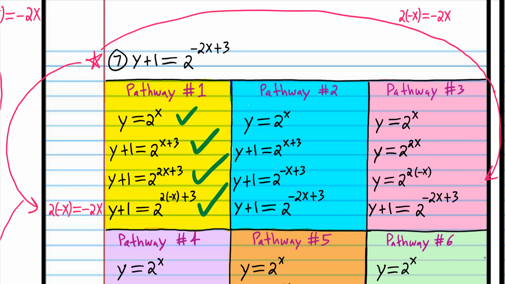Pathway number 2, we're going to write the parent equation, replace y with y plus 1 and x with x plus 3. That tells us to move the graph 3 units to the left and 1 unit down. Then we're going to replace x with negative x. That tells us to reflect across the y-axis. Then we're going to replace x with 2x. So it looks like we have another pathway that works.